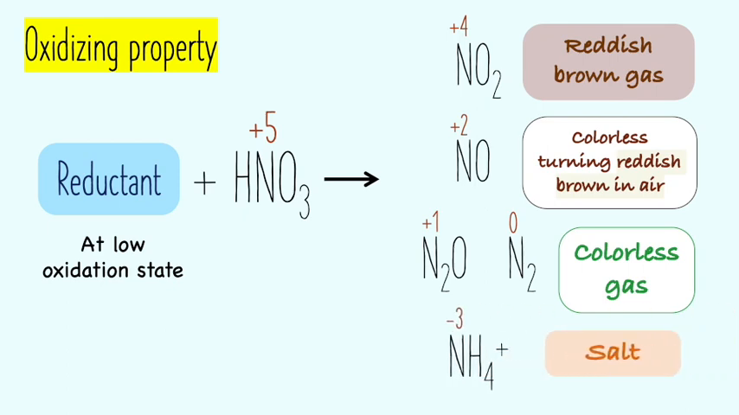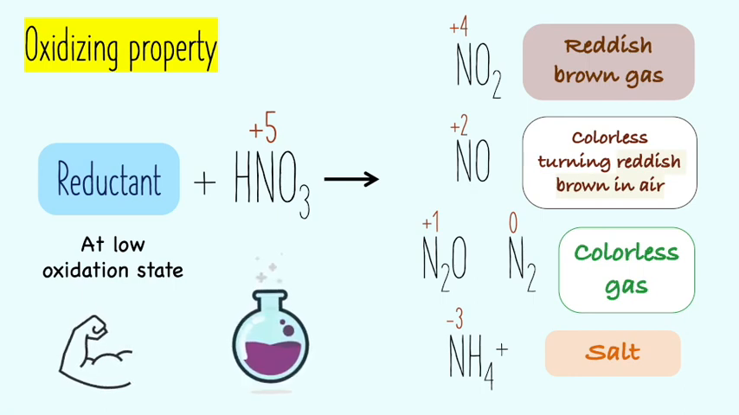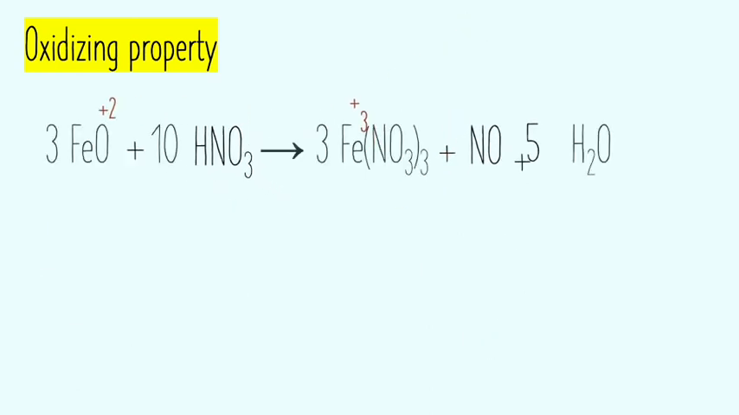The final reduction product is ammonium ion, the only situation where we do not observe any gases. You might be asking what product would be obtained in each reaction, and the answer for this is that it depends on the strength of the reductant and the concentration of the nitric acid solution. Let's look at some other examples.